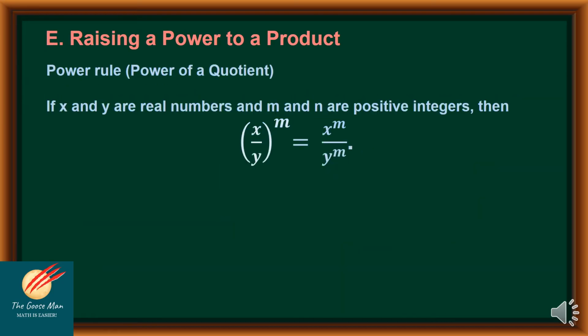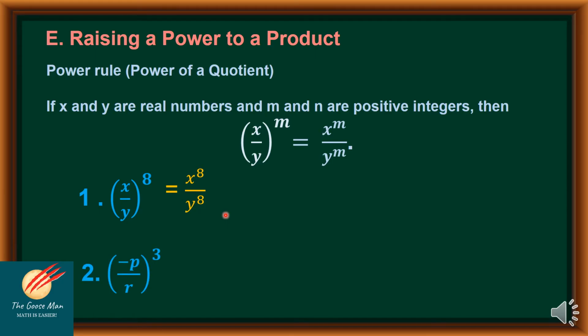Let's consider now the power of a quotient rule. So if x and y are real numbers and m and n are positive integers, then x over y raised to m, we simply distribute the exponent m to the numerator and denominator. So we have x raised to m all over y raised to m. So let's have example number 1. X over y raised to 8. So simply distribute the exponent 8. So we have x to the 8th power all over y to the 8th power.